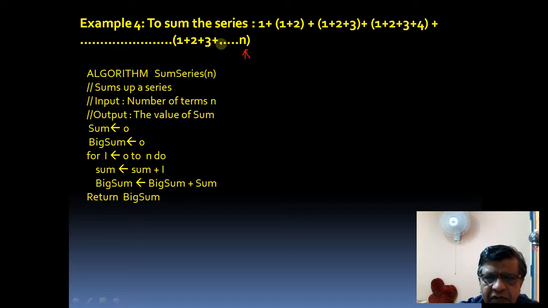Okay, sum is equal to 0. Individual sum equals 0, and big sum also equals 0. You assign two variables; these two are accumulators anyway. For i equal to 0 to n, do sum equals sum plus i. It should be sum plus i. Then big sum is equal to big sum plus sum.